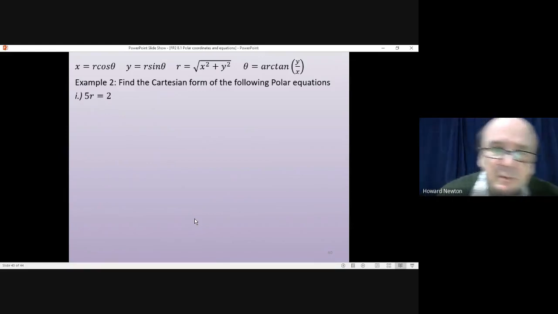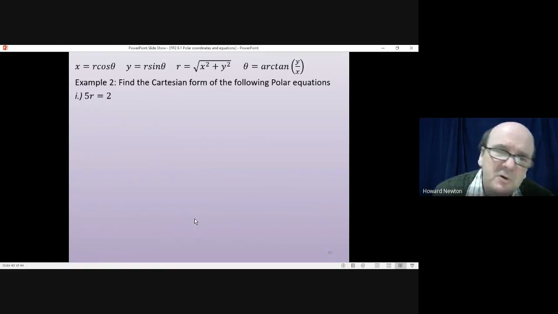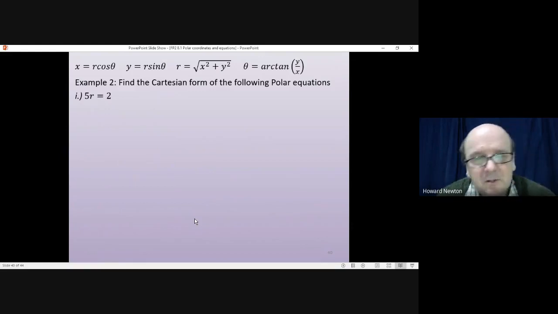Okay, example 2. Find the Cartesian form of the polar equation 5r equals 2. I'll let you have a go at this yourself. So see if you can make progress with this. These questions are often a little bit different from each other, and the method that works for one question doesn't work so well for another one, but have a go. Pause the video and come back to me when you're ready.